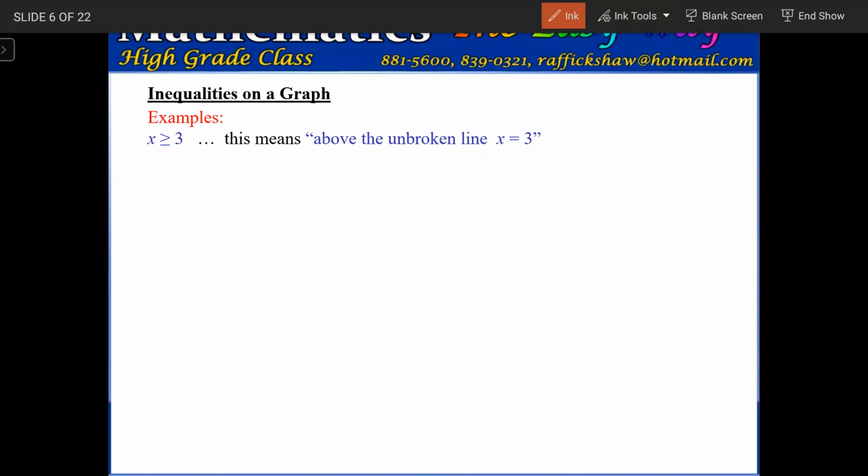All right. So the first thing I want to do is always see what the inequality means. So above is the first word because of the greater than. Unbroken line you want because of the equal. And the line associated with that inequality is the line x equals 3. So this is how we do it.